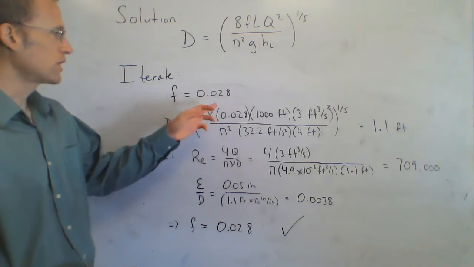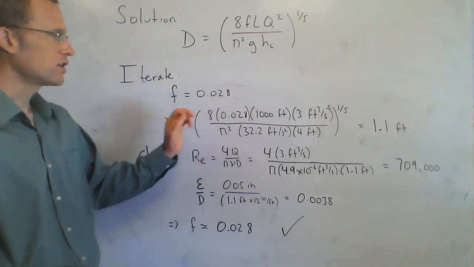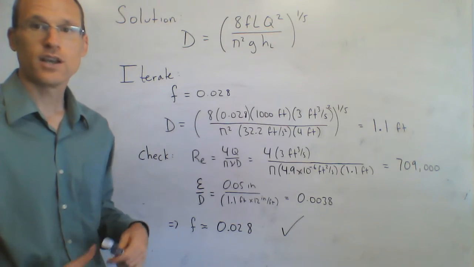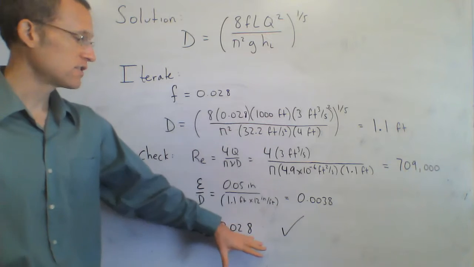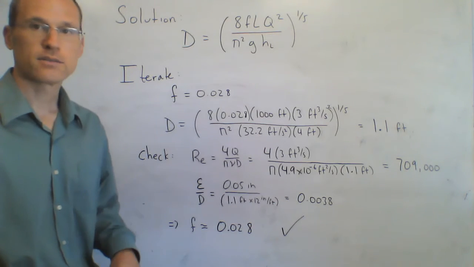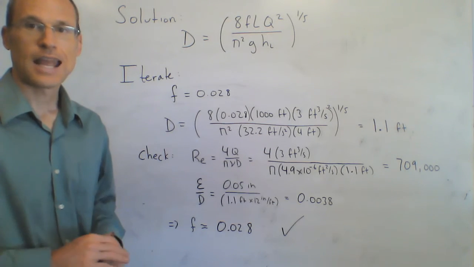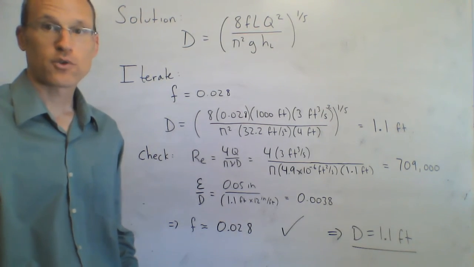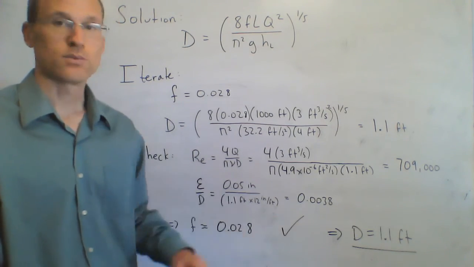So 0.028 now for the value of f. Again, that's the only thing that changes. Still gives me a diameter of 1.1 feet. So because it's the same number as before, the rest of it's the same as before. Back to 0.028 for f, and we are finally done. So the diameter of pipe that we want is 1.1 feet.